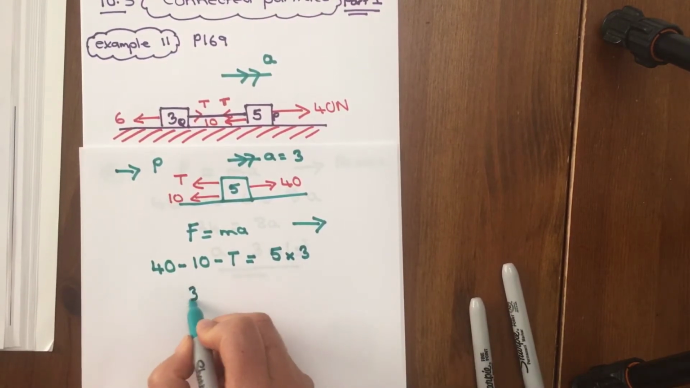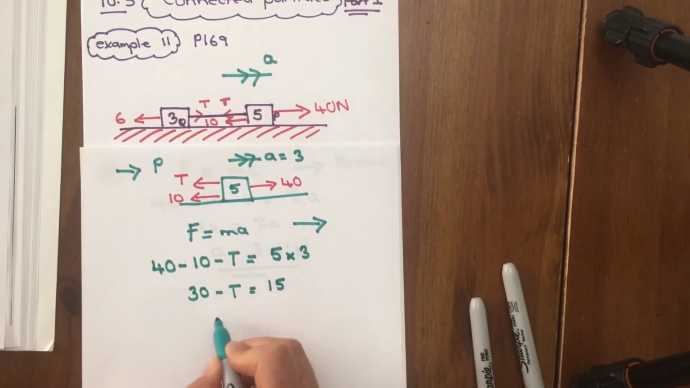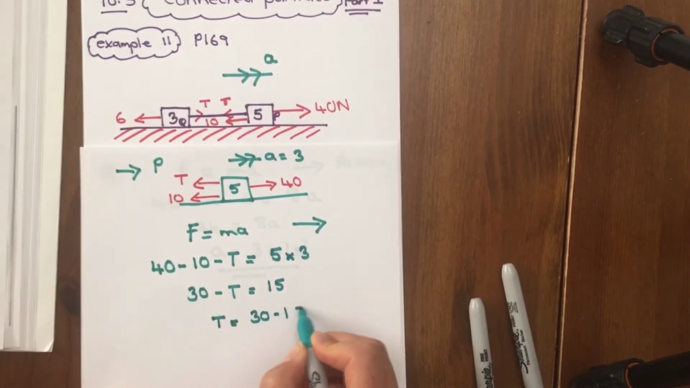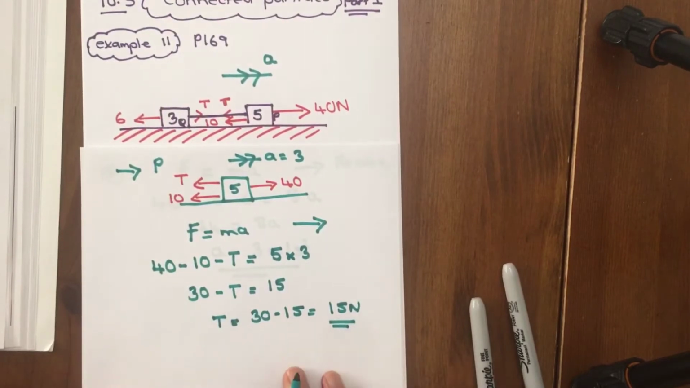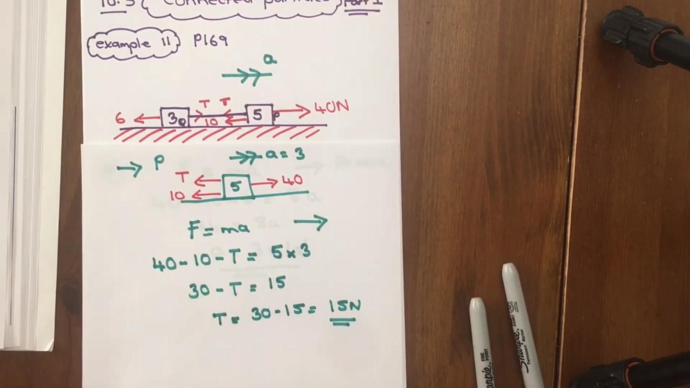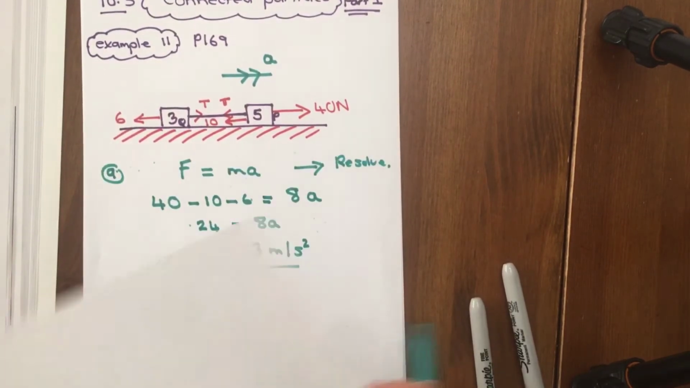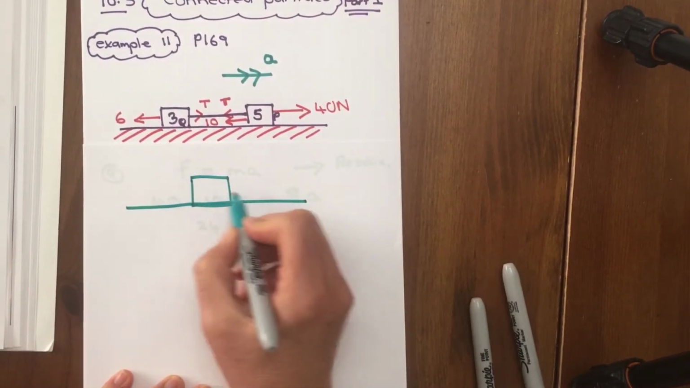So I've got 30 minus T equals 15. So T will equal 30 take away 15, or 15 newtons. So that's the tension on particle P. Now, I said it doesn't matter whether we look at P or Q. So now I'm going to look at Q. So let's just draw another diagram and just resolve on Q.